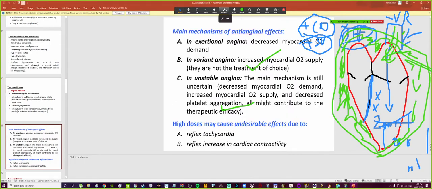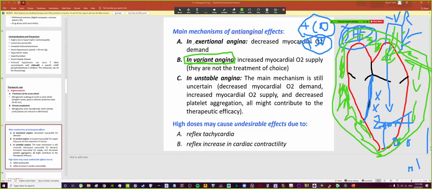And you can use nitrates for all types of angina. Some of them may not be the treatment of choice, but we can still use it. For example, Prinzmetal variant angina. We said before that Prinzmetal variant angina is a problem with the coronary arteries, and the main effect of nitrates is not on the coronary arteries, but they can help in the treatment of it.